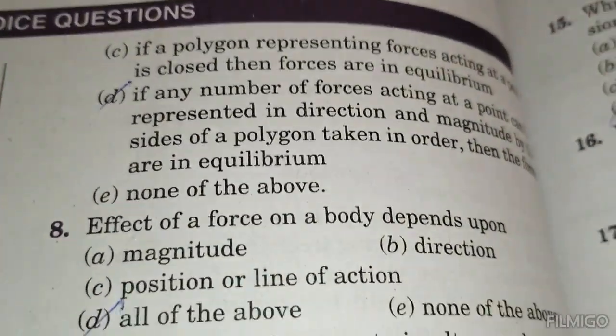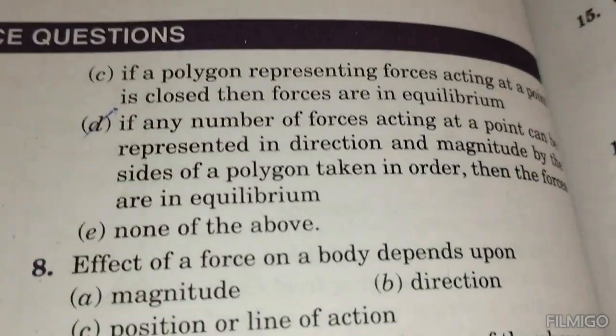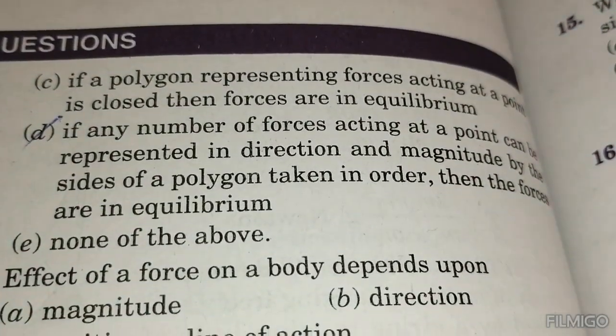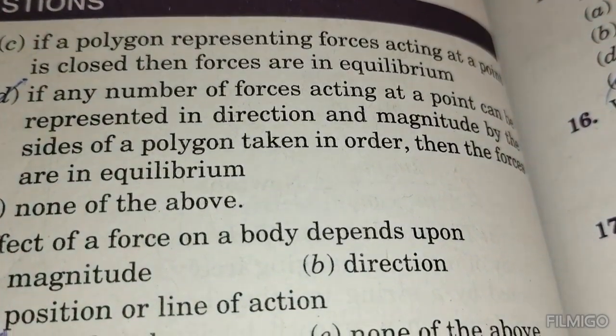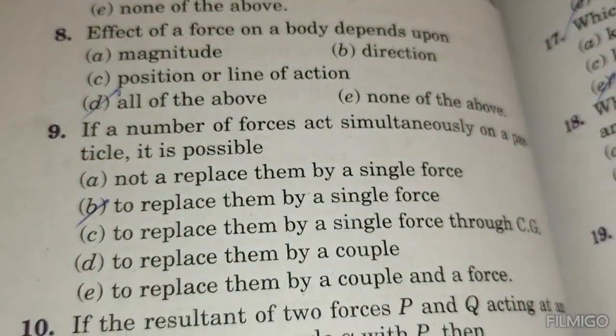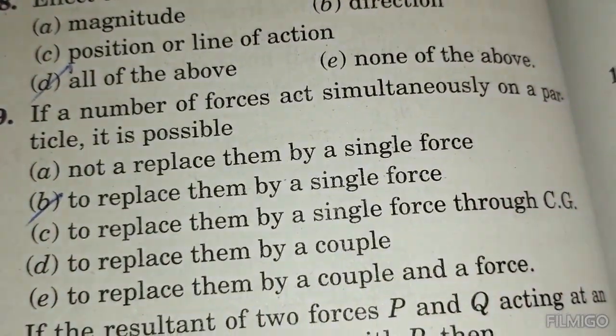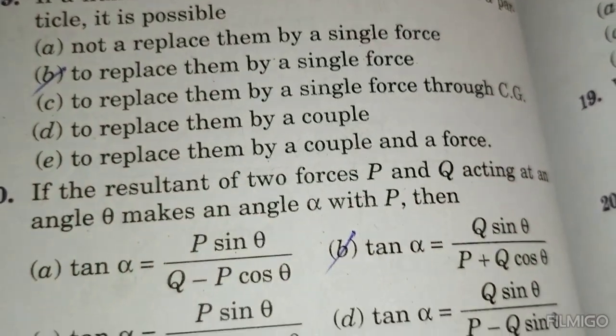If any number of forces acting at a point can be represented in direction and magnitude by the sides of a polygon taken in order, then the forces are in equilibrium. The effect of force on the body depends upon all of the above. If a number of forces are acting simultaneously on a particle, it is possible to replace them by a single force.